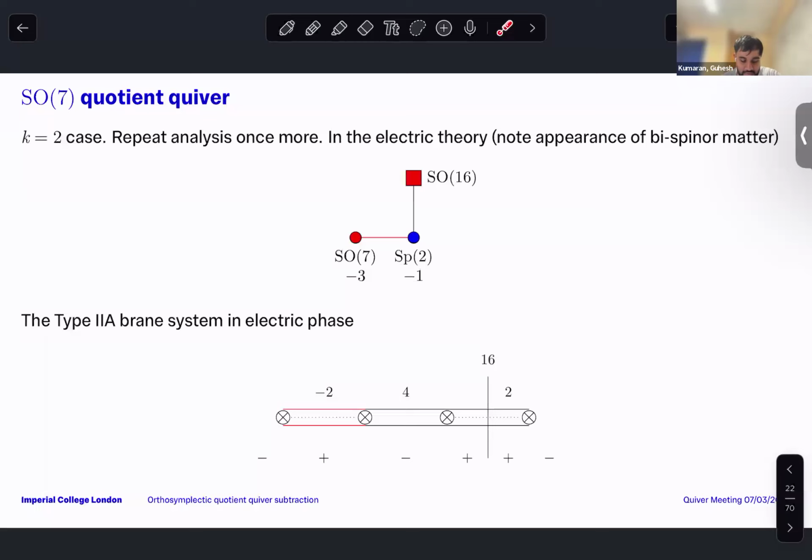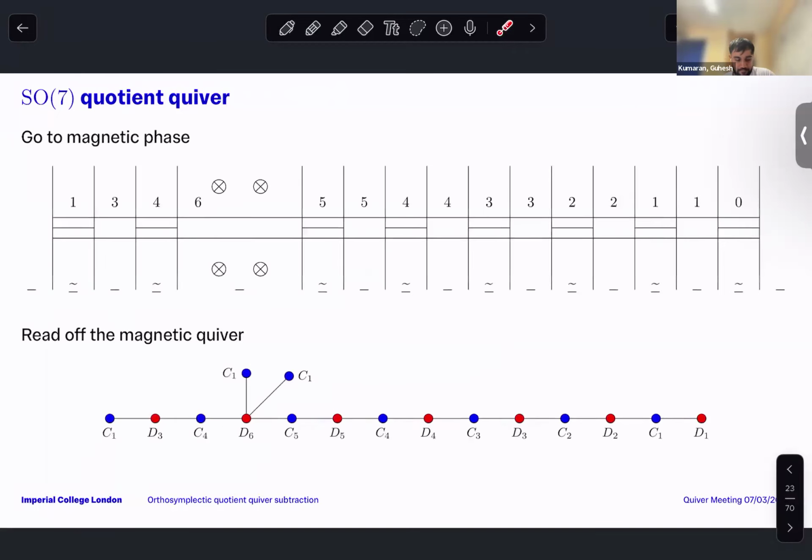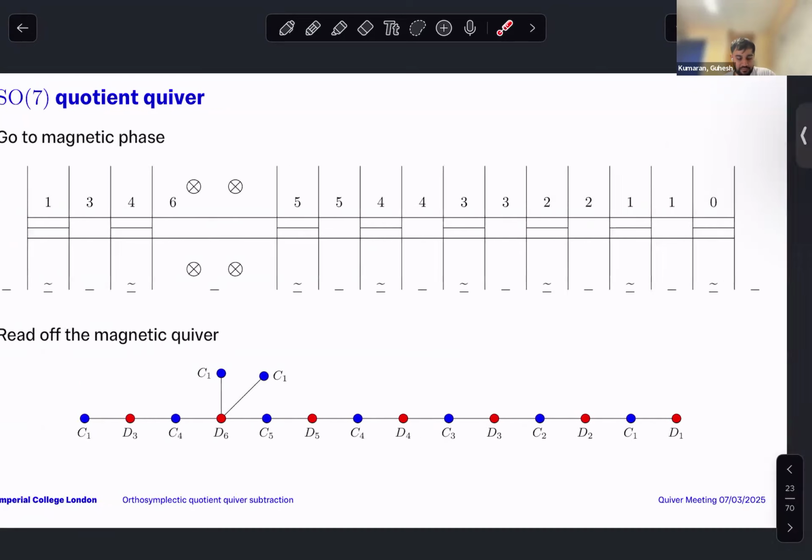And I do it again, k equals 2. So this time is a bit different. There's some bispinor matter, like in this red edge here. But the brane system is this one. I repeat. In the magnetic phase, I find this, from which I read off the magnetic quiver.